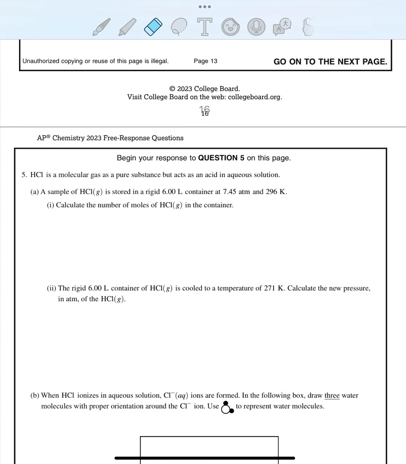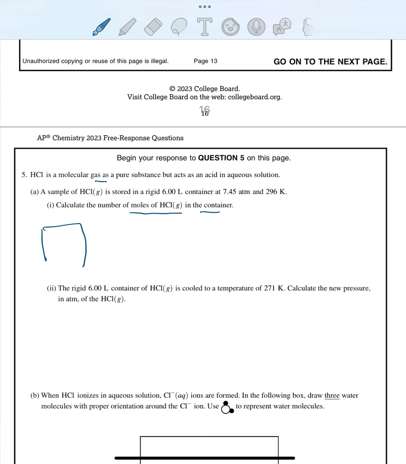Question 5 of the 2023 free response is looking at HCl. Now, I know we most of the time think of HCl as an acid, and that's true when it's in aqueous solution, meaning it's dissolved in water, but in its standard state, it's actually a gas. And in question A, we are asked to calculate the moles of HCl gas inside of a container.